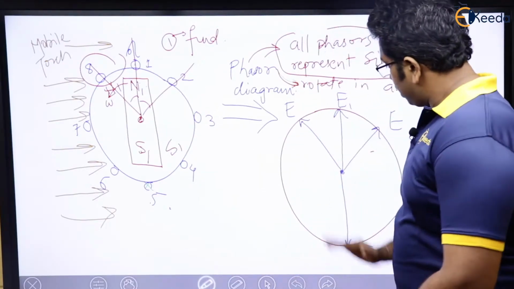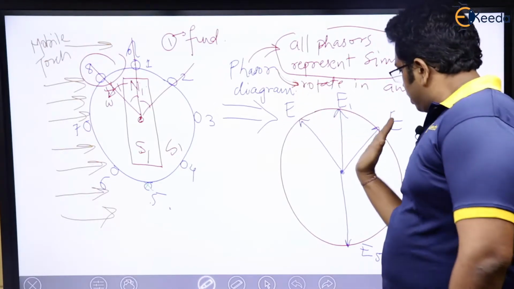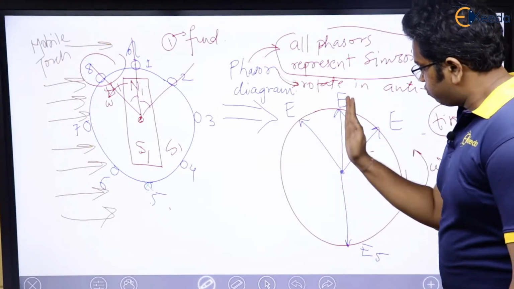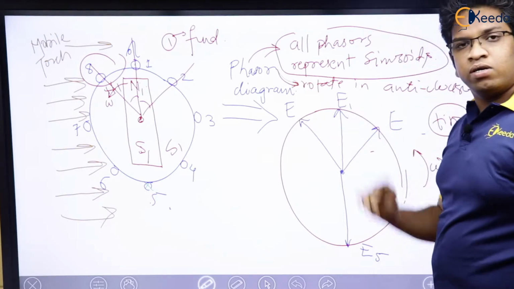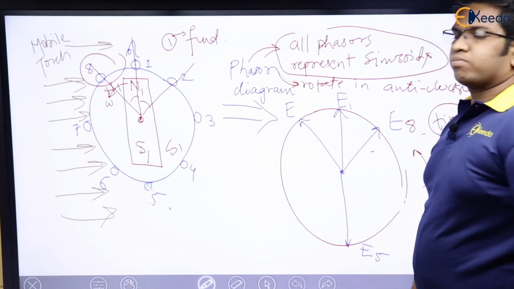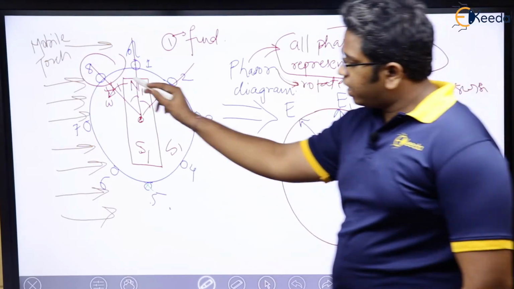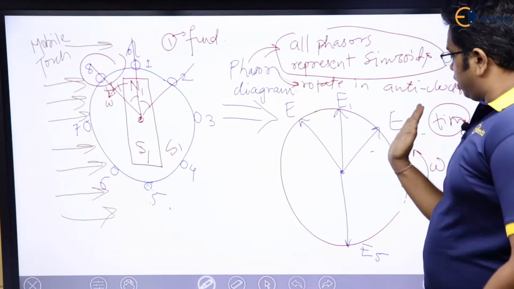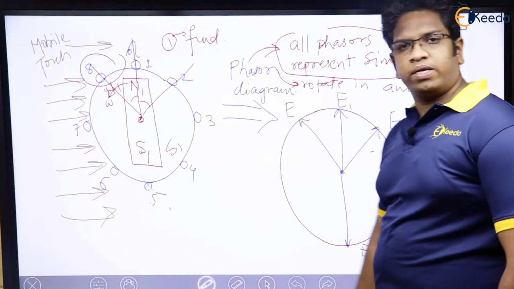Similarly, after 45 degrees, when E1 comes here, this will come here and it will become maximum. See here, after 45 degrees, when E1 comes here, this particular phasor will come here, which means this has to be E8. I hope you are understanding my point. After 45 degrees, E8 will be maximum, which means this has to be E8 only.